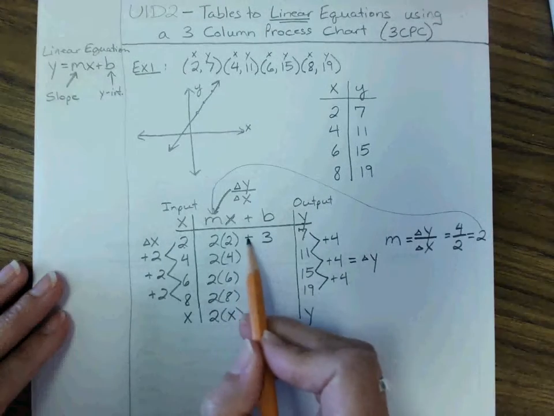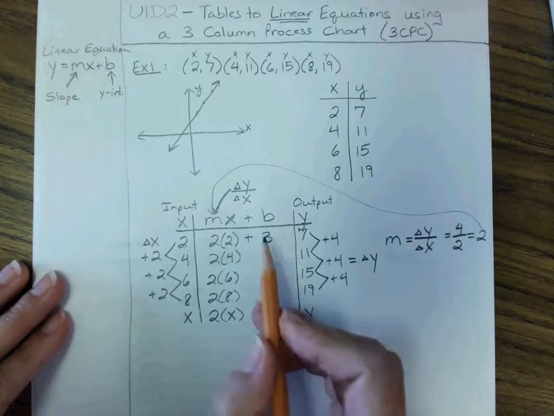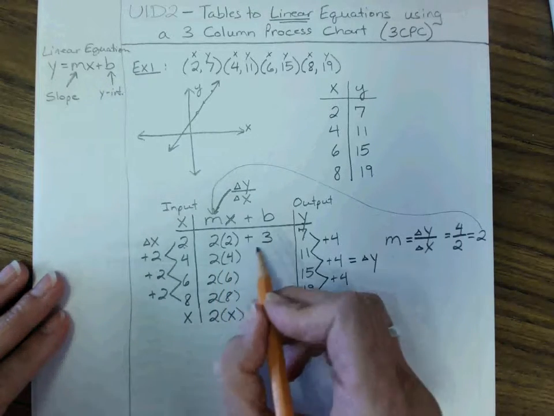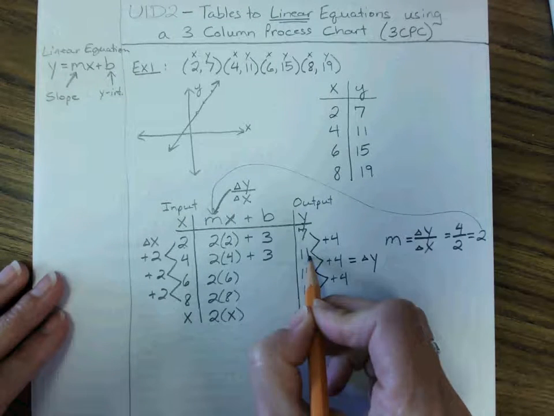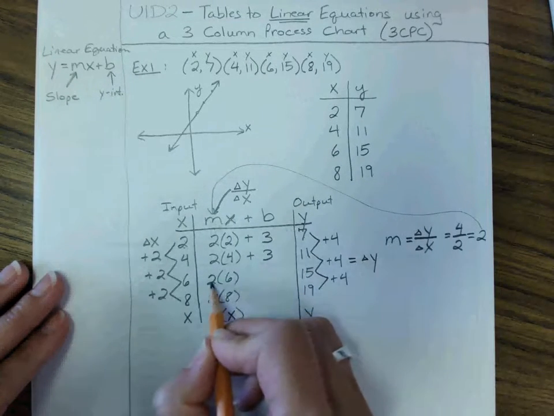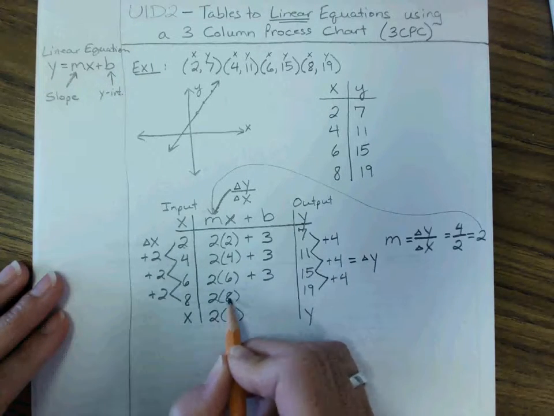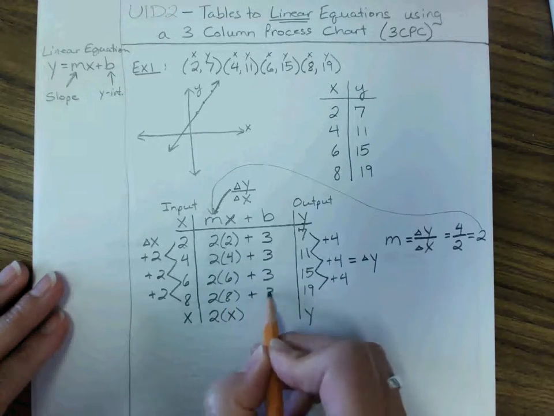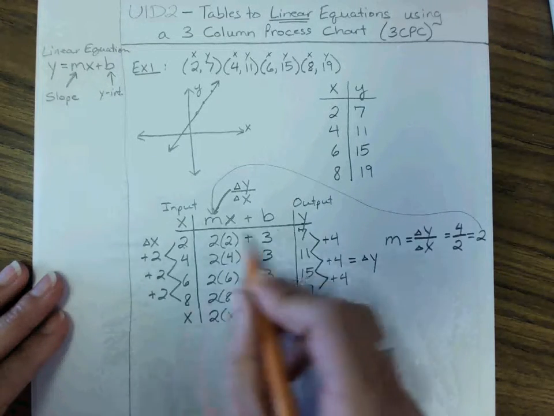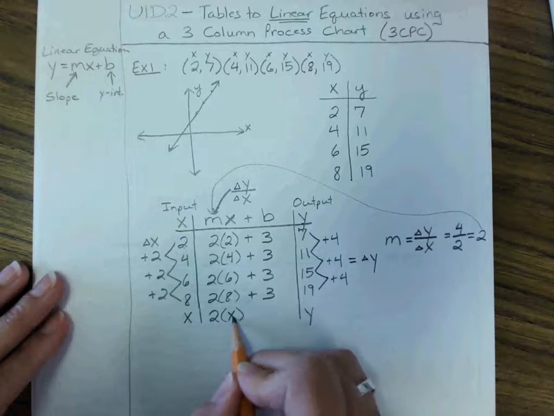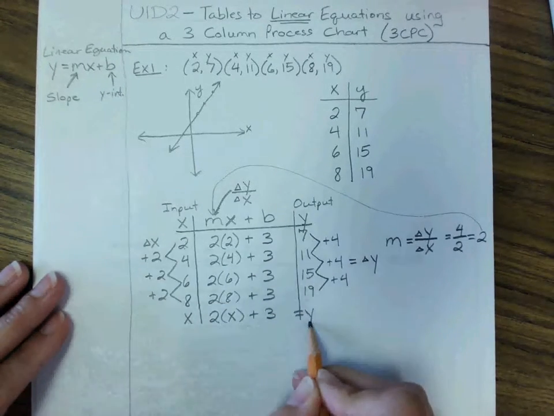Let's make sure that it works. It's got to work for every row if it's the correct answer and we didn't make any mistakes. So 2 times 4 is 8 plus 3. Does that output 11? Yes. Try it again. 2 times 6 is 12 plus 3 is 15. 2 times 8 is 16 plus 3 is 19. And 2 times x, therefore, since they all work, that means 2 times any x plus 3 is going to equal the y value on this line.